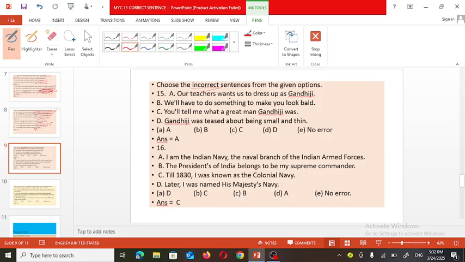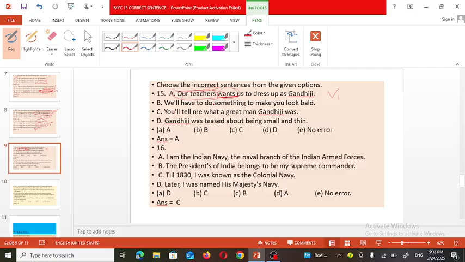Our teachers wants us to dress up as Gandhiji. Our teachers, the subject is plural. So, in simple present tense, s or es won't be there with the verb. The verb must be in its first form. Suppose it were our teacher, singular, then our teacher wants would be correct. But here, our teachers, the subject is plural, so s won't be there with the verb. So that first sentence itself is incorrect.